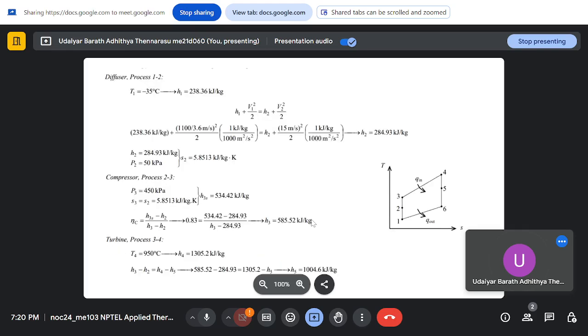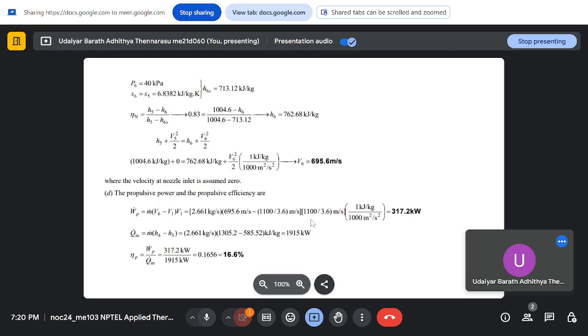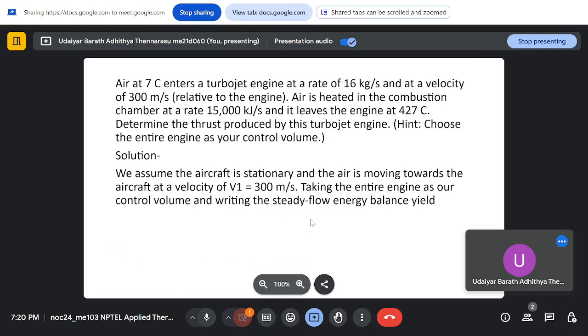So next two problems are left. Air at 7 degrees Celsius enters a turbojet engine at a rate of 16 kg per second and at a velocity of 300 meters per second. Air is heated in the combustion chamber at a rate of 15,000 kilojoule per second and it leaves the engine at 427 degrees Celsius. Determine the thrust produced by this turbojet engine.